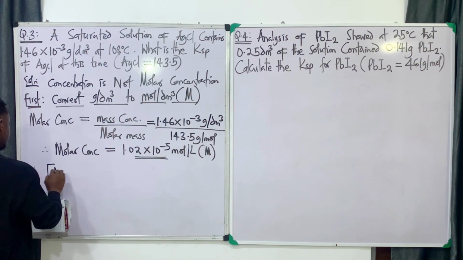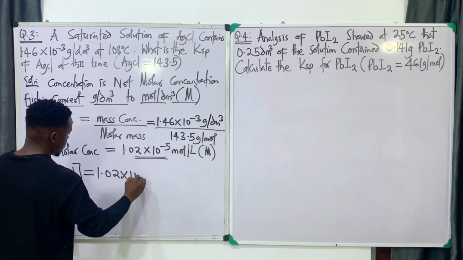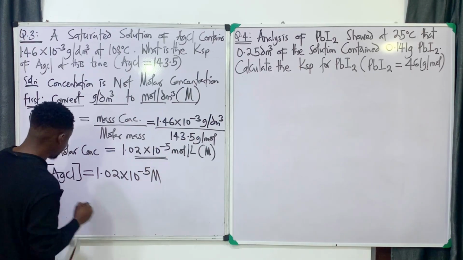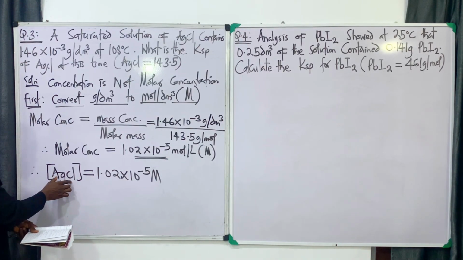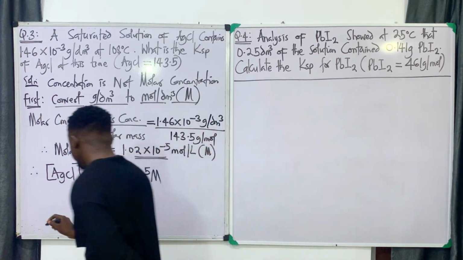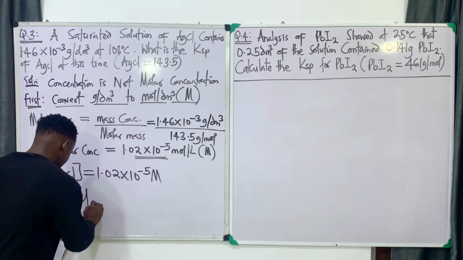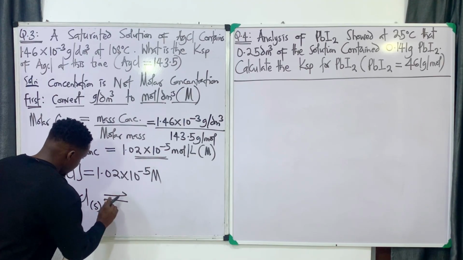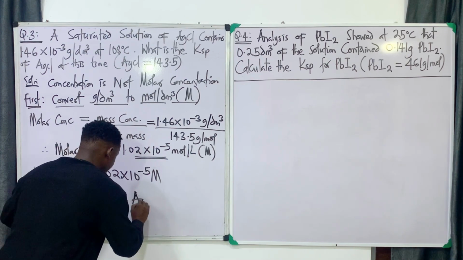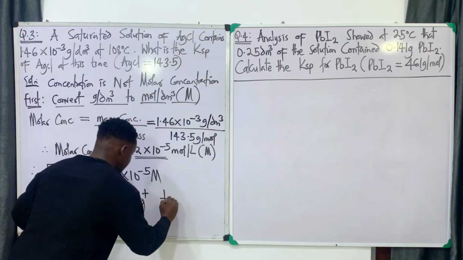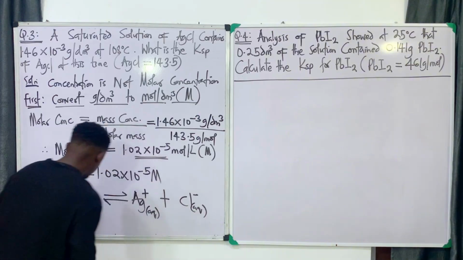So therefore, AgCl in square brackets. Please, this square bracket stands for concentration. So it's equivalent to me saying concentration of AgCl. All right. I will now say AgCl, when this dissociates, we're going to have Ag plus and Cl minus. This is aqueous.